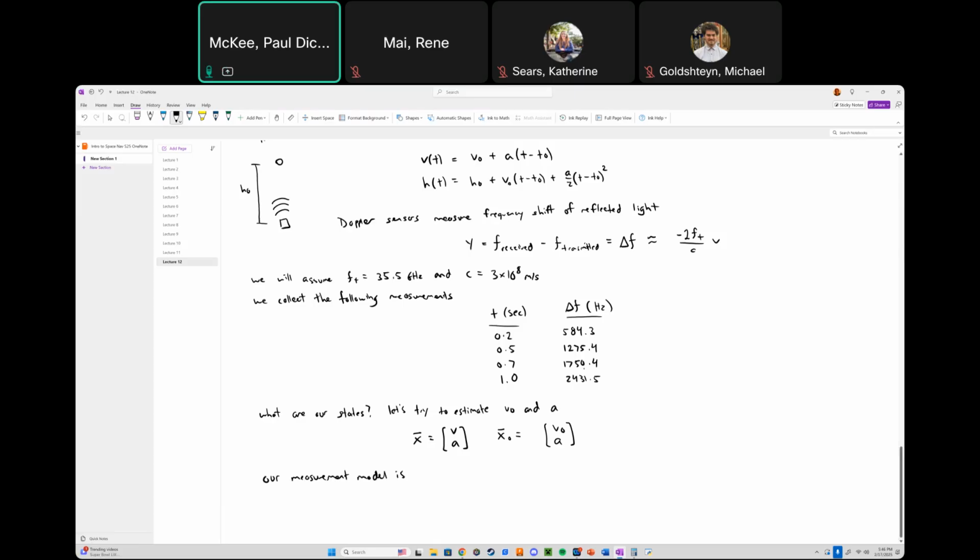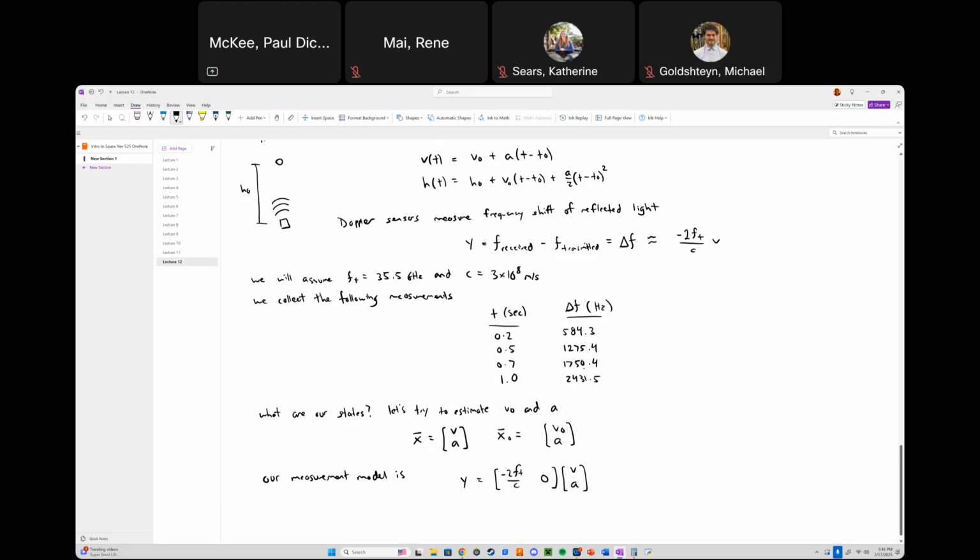Well, let's think about it for a second. y is negative 2 f_t over c times v, and y is not a function of acceleration. So if we wanted to set this up, we would say that y is equal to negative 2 f_t over c, and then 0, so it's going to be a 1x2. And then this multiplies velocity and acceleration. Right? So all we did was we took this equation that we already have and we rewrote it in matrix terms.